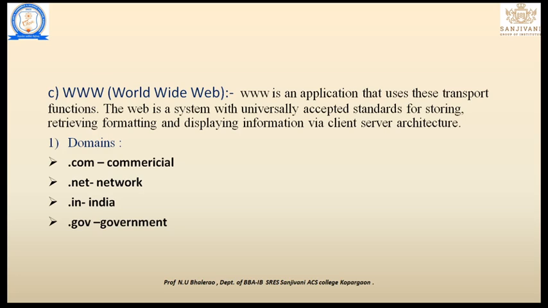The web is a system with universally accepted standards for storing, retrieving, formatting and displaying information via client-server architecture. So for the specification of a website you require www, then your domain name, the name of the website, and finally the type of the domain. The domain is nothing but the specification of your website, that is, what kind of website you hold for your company or for your individual display in the World Wide Web. So this is all about the World Wide Web.